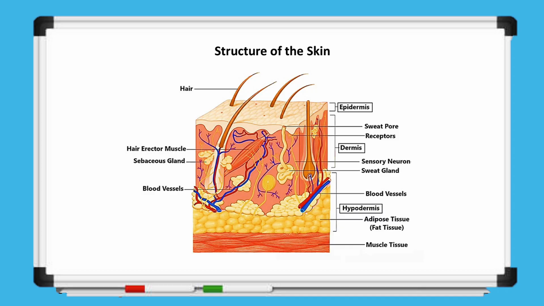Sweat glands are coiled structures found in the dermis that produce sweat to help regulate body temperature. Sensory neurons transmit signals from receptors to the nervous system, enabling the body to detect temperature, touch, pressure, and pain.